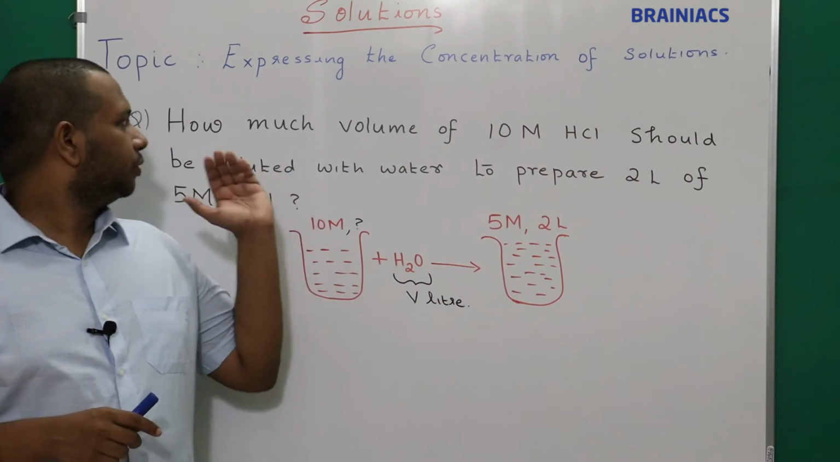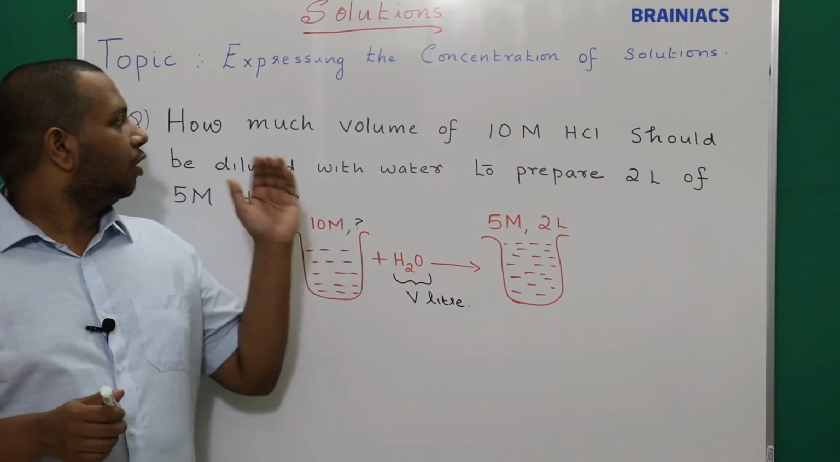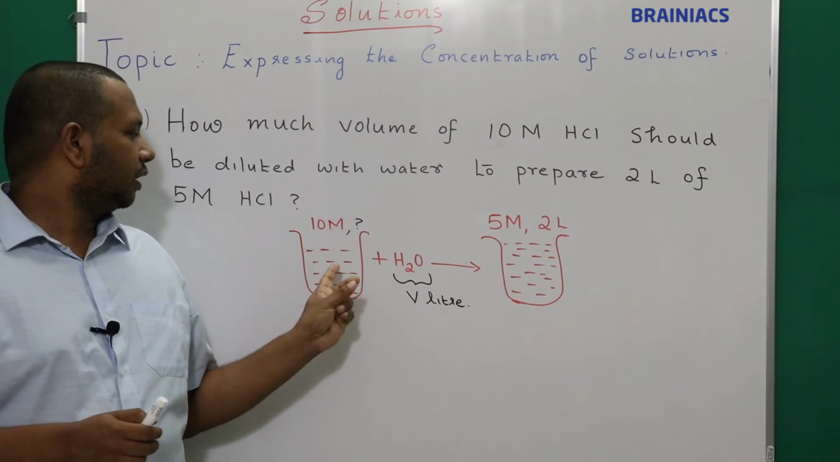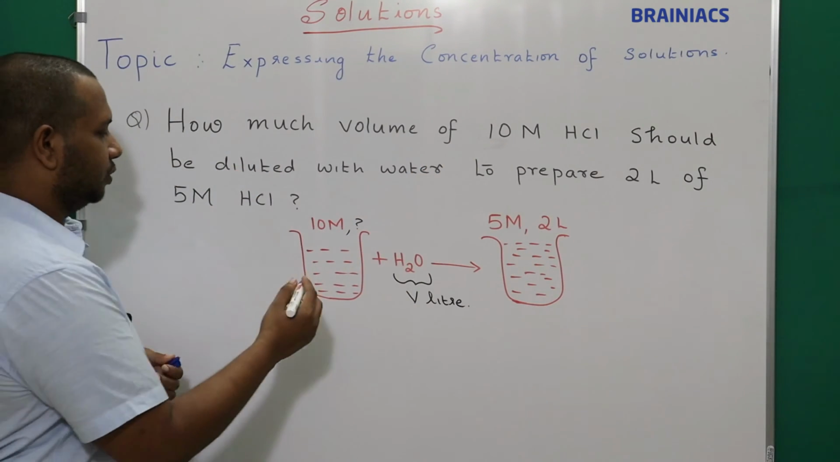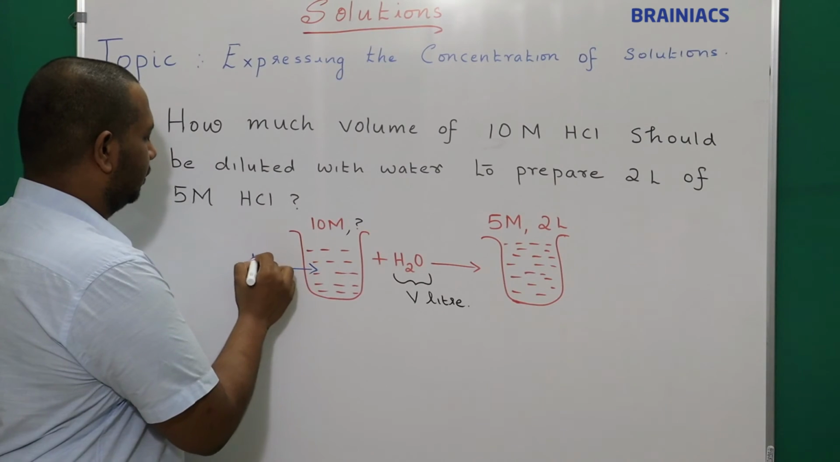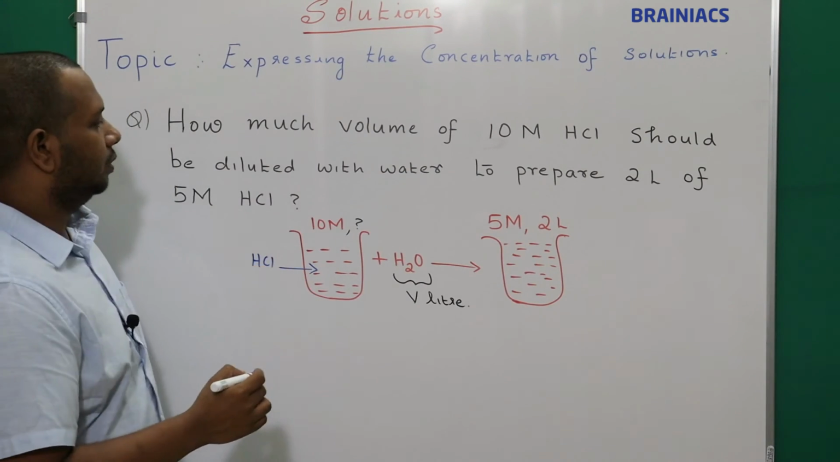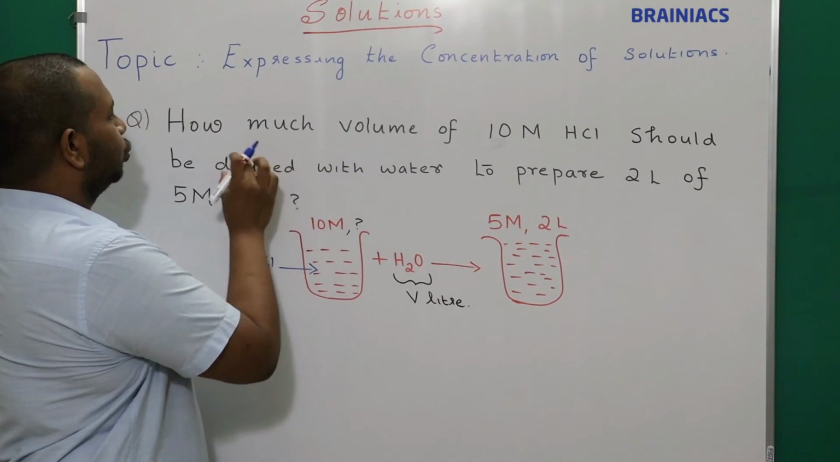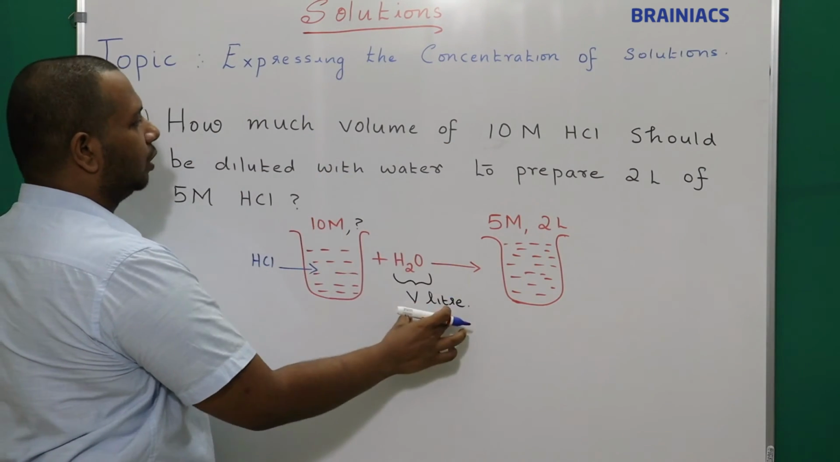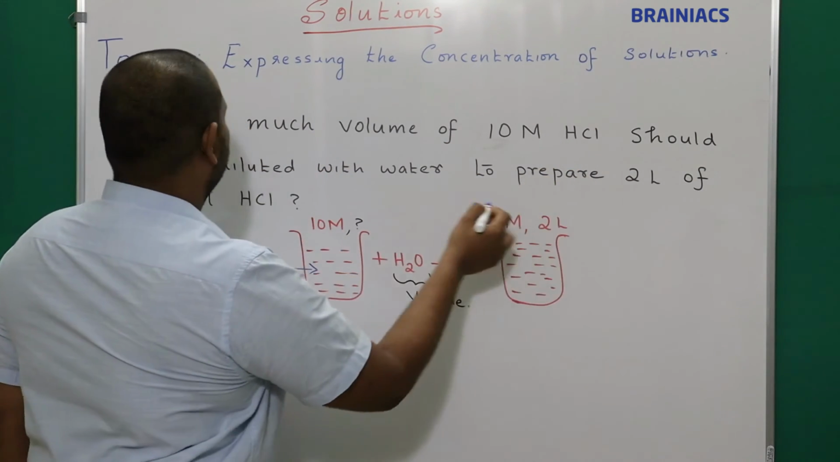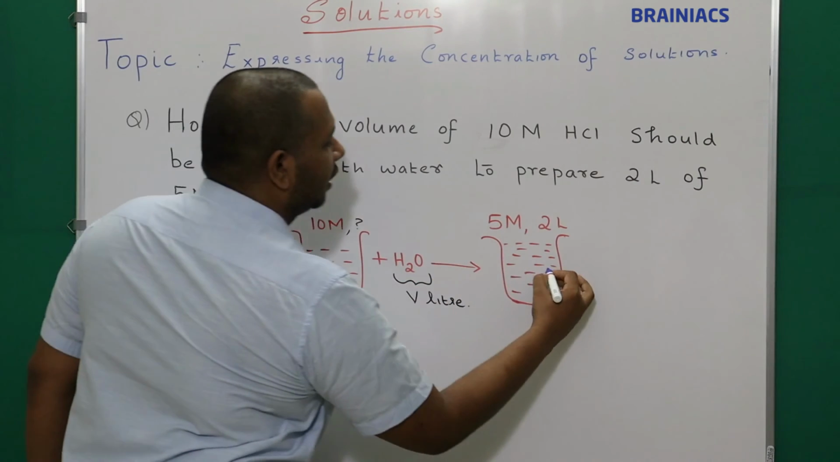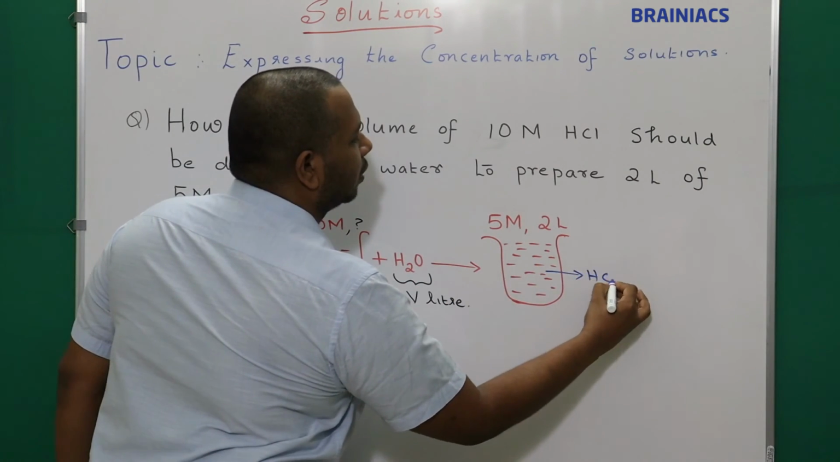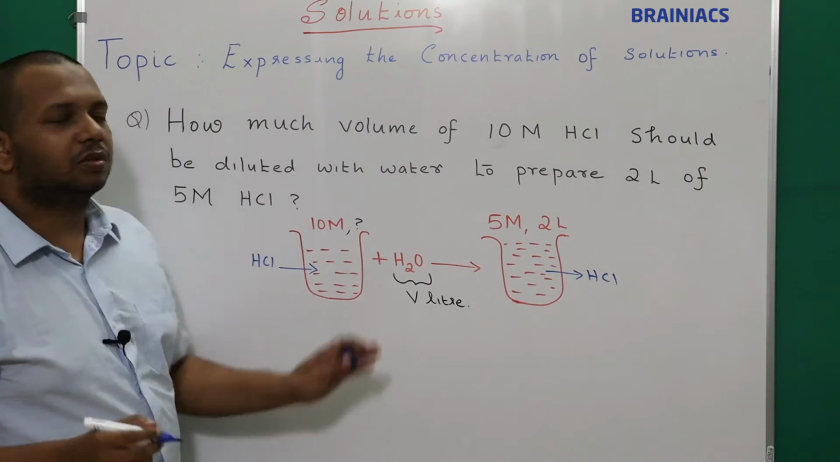So I hope you are able to see the question here. How much volume of 10 molar HCl? So this is an HCl solution. How much volume of 10 molar HCl solution should be diluted with water to prepare 2 liter of 5 molar HCl solution? So understanding this question is very important actually.